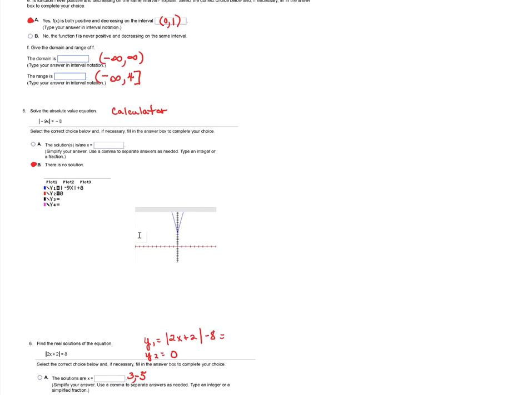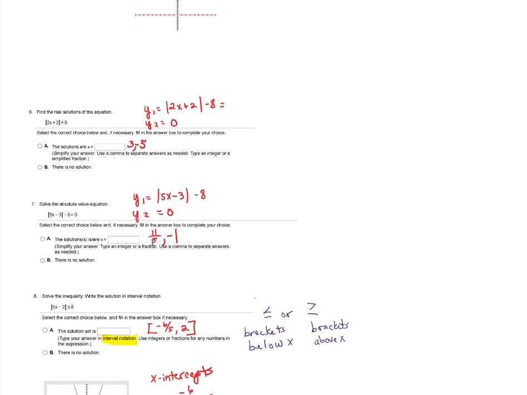All right, this one we'll do on the calculator. Okay, so we could put it in, I show you how to do that, but what should we notice? We're saying the absolute value of something is equal to a negative number. That's not a possibility. So there is no solution, and you really don't have to do this if you'll just recognize that. Number 6, same idea.